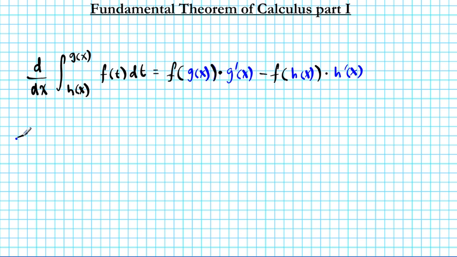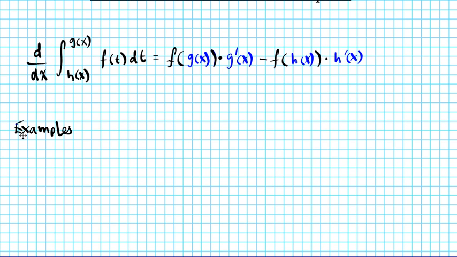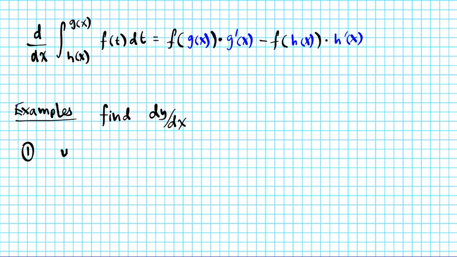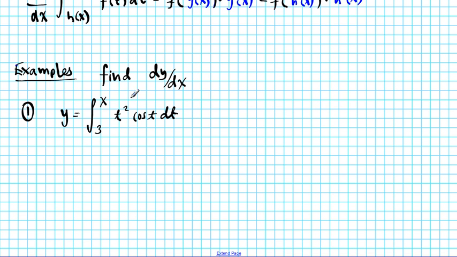Alright, so for the following examples, the instructions are to find dy/dx. For number 1, let's say we have y equals the antiderivative from 3 to x of t squared cosine t dt. Okay, so let's do it. What we're going to do is substitute the top into t, multiply by its derivative, and then do the same with the bottom.